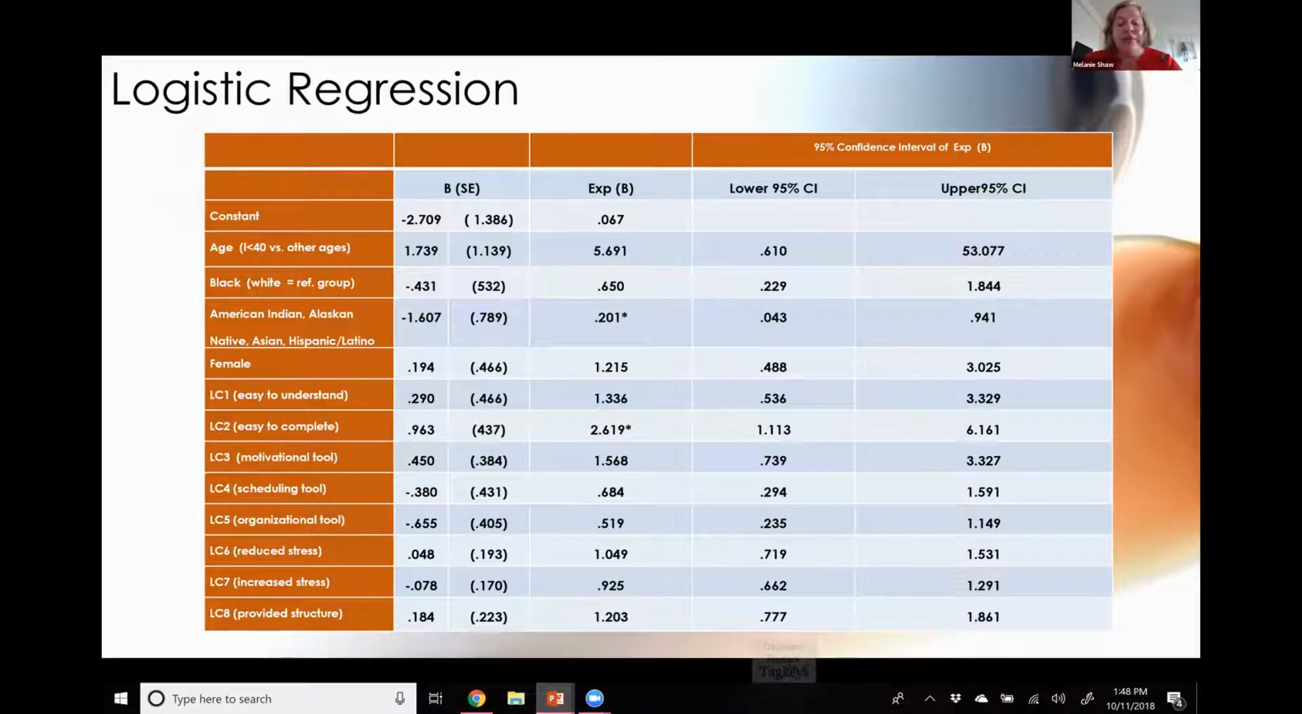Another significant predictor was an item on whether or not the learning contract was easy to complete. Given that it's expected that this would be a significant predictor in the model, respondents who say they've somewhat or strongly agreed that the learning contract was easy to complete would be more likely to finish. So there's something about making that process as easy as possible that is an important predictor.